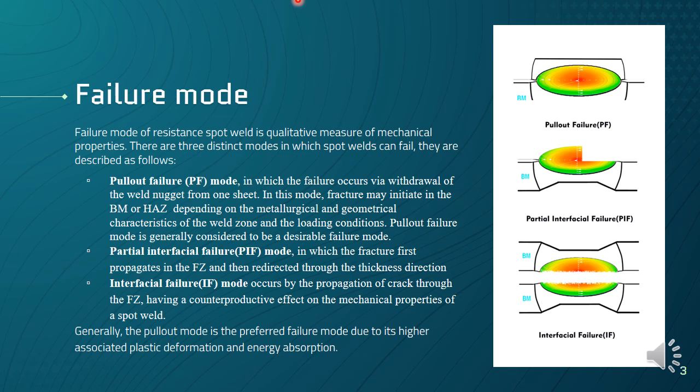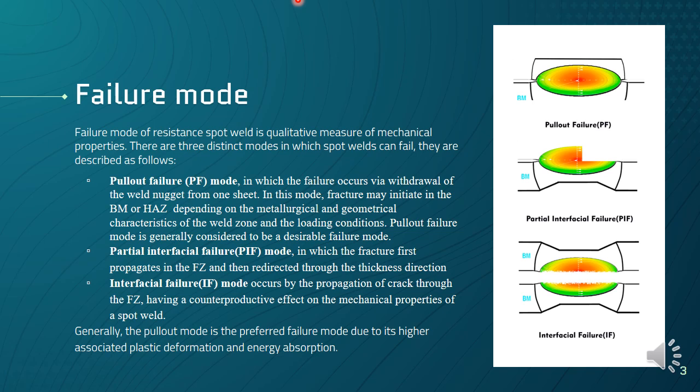Before talking about the failure modes, I would like to explain the basic terms used during this presentation. BM, base metal. HAZ, heat affected zone. It is the outer area of the spot weld. FZ, fusion zone. It is the inner area of the spot weld. There are three distinct modes in which spot welds can fail.